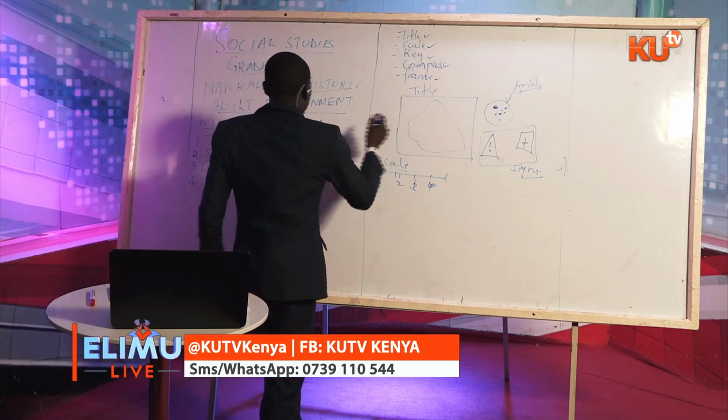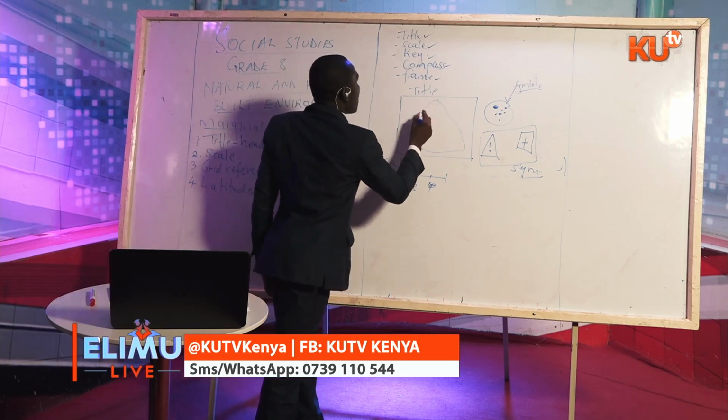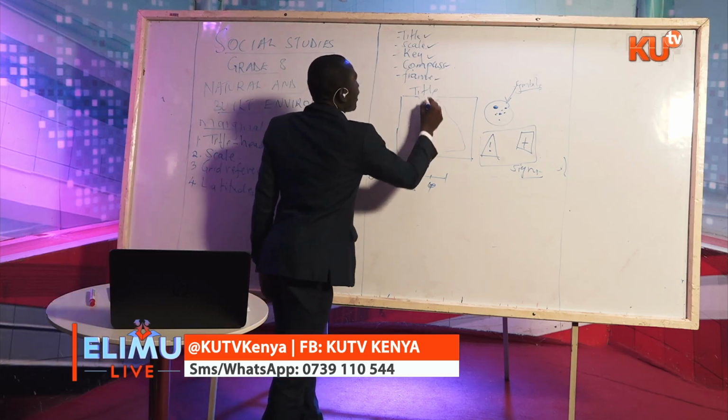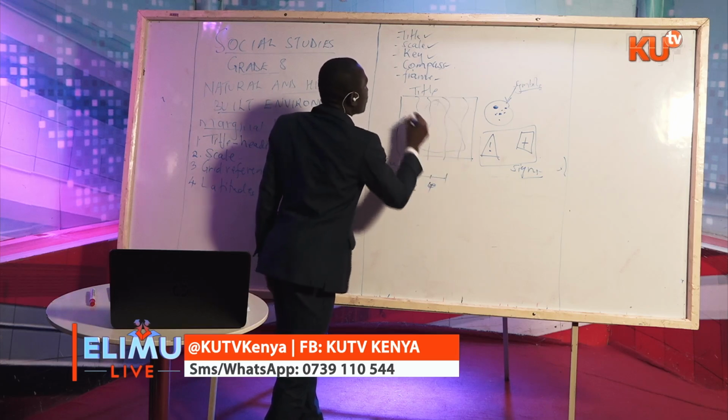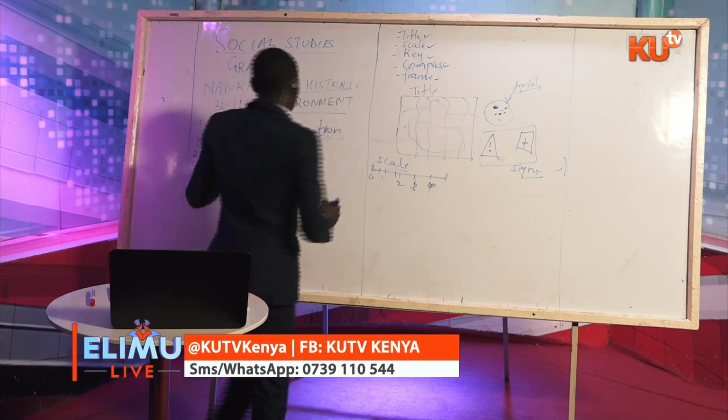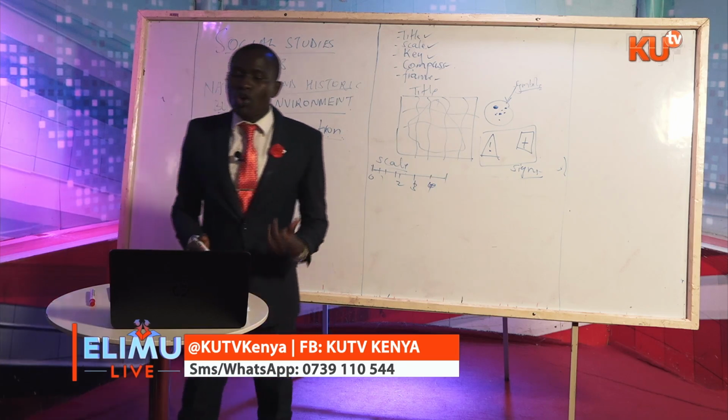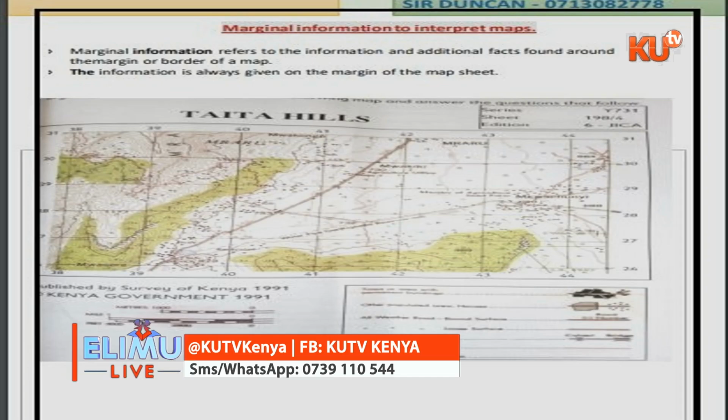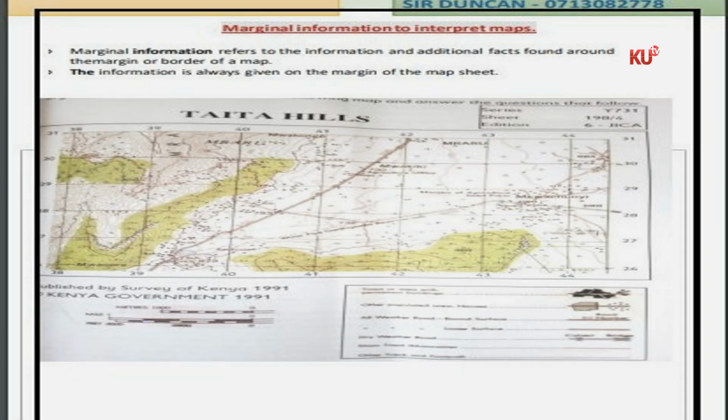I don't know if my director can put the map on the screen so that we are able to see the map of Taita Hills, the one that we have just looked at, so that we can see what latitudes and longitudes are on a map. Thank you. As you can see on the screen, latitudes are horizontal imaginary lines drawn on a map to show how far north or south a place is from the equator. How far is it from the equator?